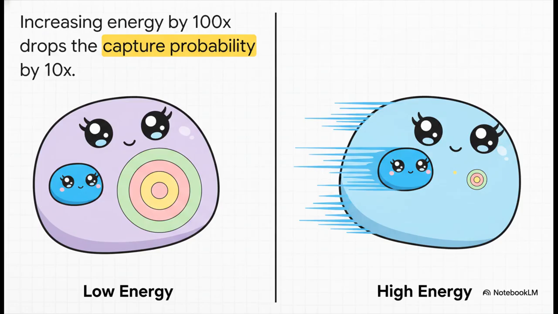Look at what just happened there. By increasing the neutron energy by a factor of exactly 100, going from 0.04 up to 4, the probability of it being captured dropped by a factor of exactly 10. Because the rule relies on the square root of the energy, a massive speed increase means a drastically smaller target for capture. It's a perfectly elegant mathematical relationship.